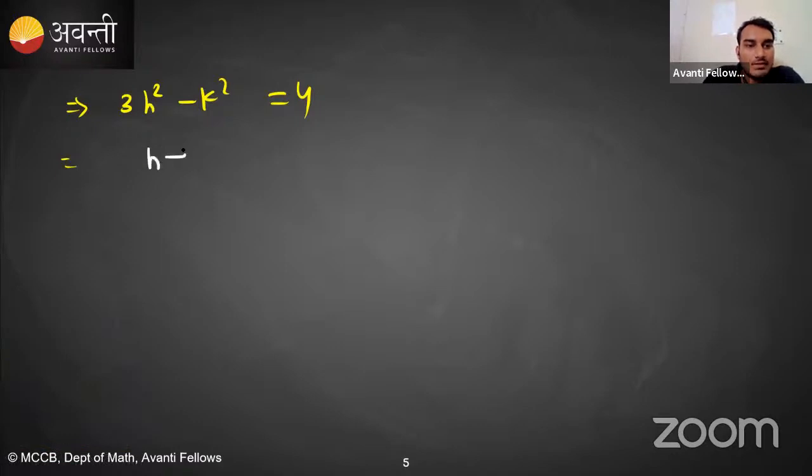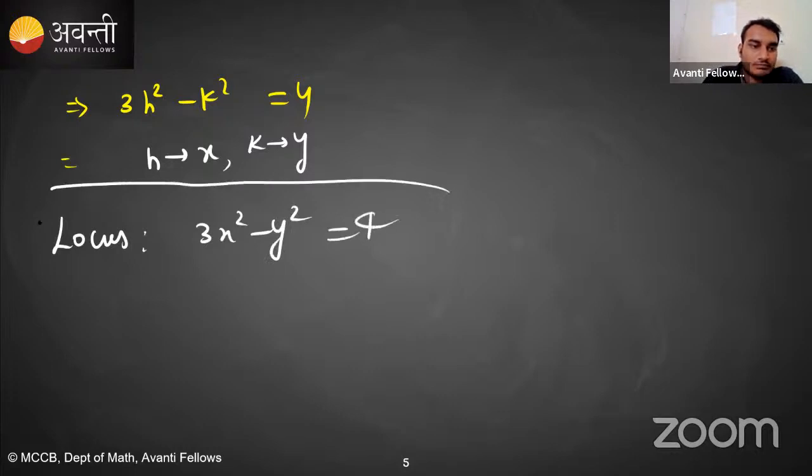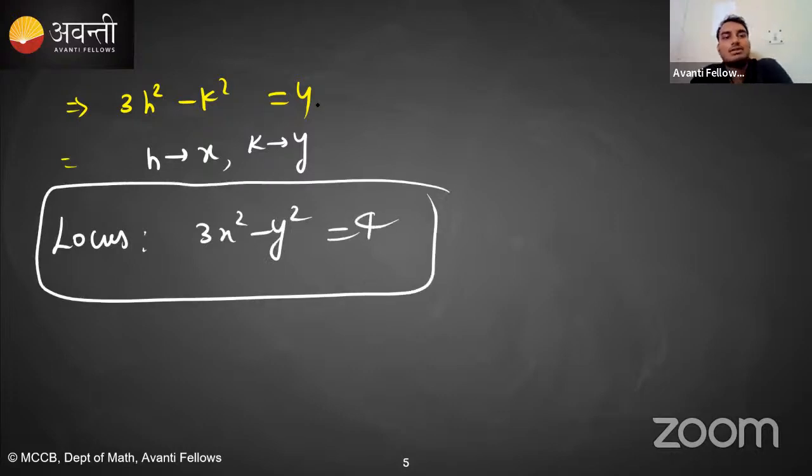So now replace h with x, k with y. So what locus did we get? Locus is 3x square minus y square is equal to 4. This is your locus. Any doubt, student? Any doubt in this question?